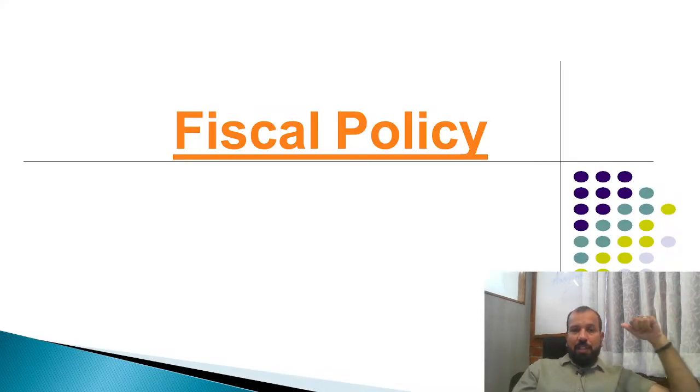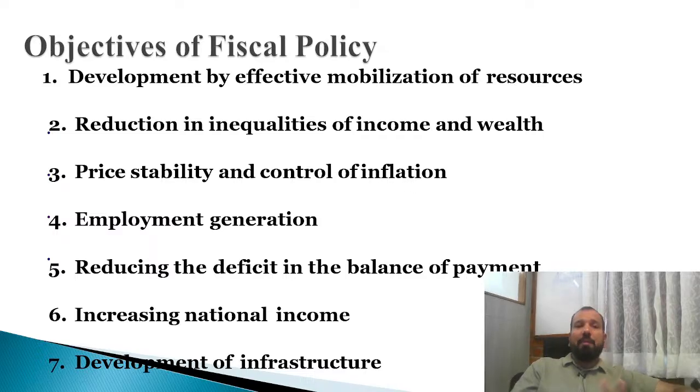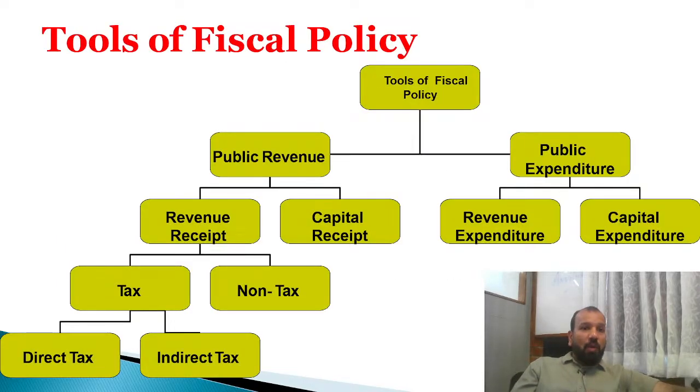Further, we continue with fiscal policy. The objective of fiscal policy is almost the same, but there are two tools of fiscal policy: expenditure and revenue. The government's policy of taxation changes, public expenditure and programs are intended to achieve its objective. The RBI is not as concerned with infrastructure development, but in fiscal policy we do development of effective mobilization, reduction in inequalities, price stability and control of inflation, employment generation, reducing the deficit in the BOP, increasing national income, and development of infrastructure. This is all about the tools of fiscal policy.